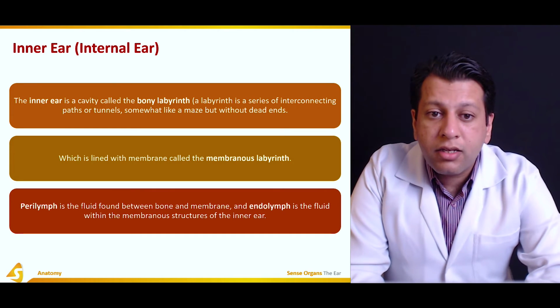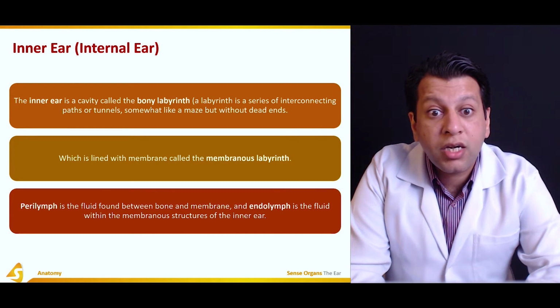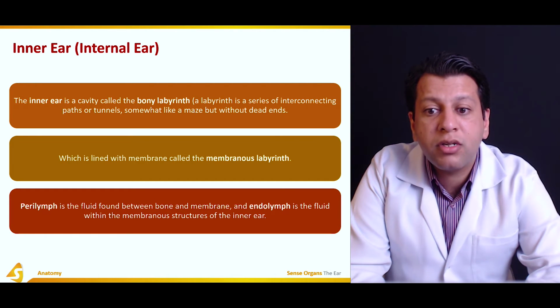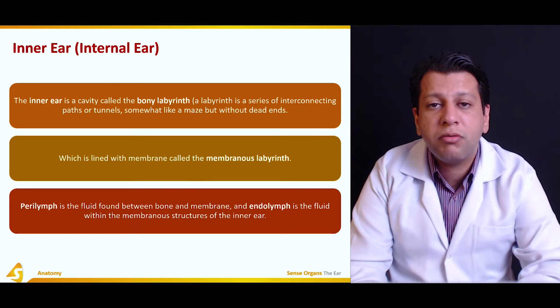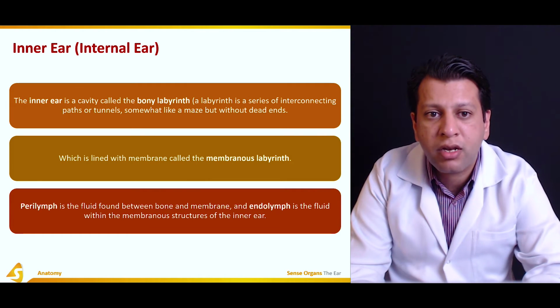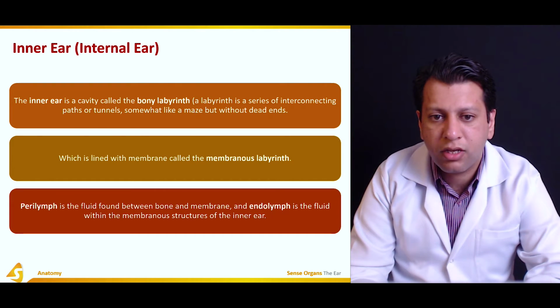The inner ear is a cavity called the bony labyrinth. A labyrinth is a series of interconnecting paths or tunnels, somewhat like a maze but without dead ends, which is lined with a membrane called the membranous labyrinth. Perilymph is the fluid between the bone and the membrane, and endolymph is the fluid within the membranous structures of the inner ear. So just remember, the inside is the endolymph, and outside there are two layers of perilymph. That is how the lymph is arranged in the internal ear.